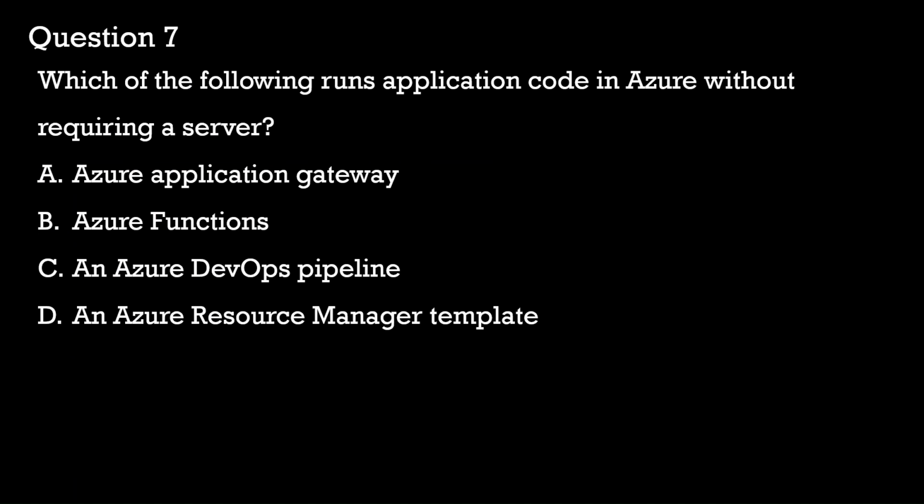Question 7. Which of the following runs application code in Azure without requiring a server? A. Azure Application Gateway. B. Azure Functions. C. An Azure DevOps pipeline. D. An Azure Resource Manager template.